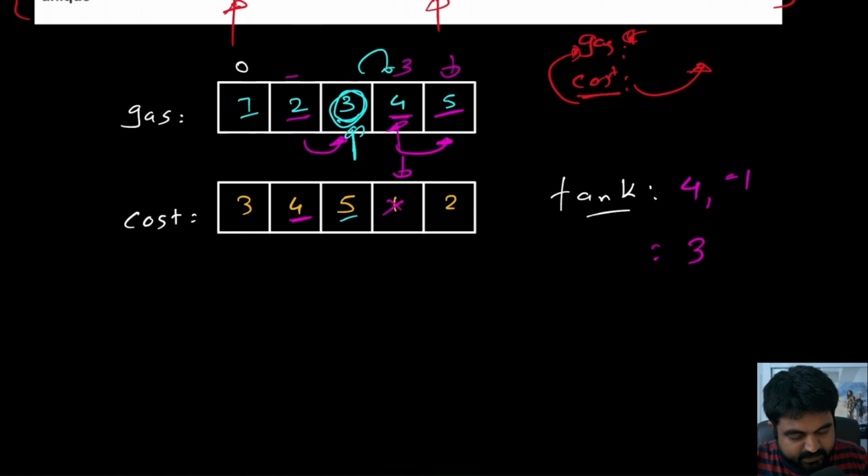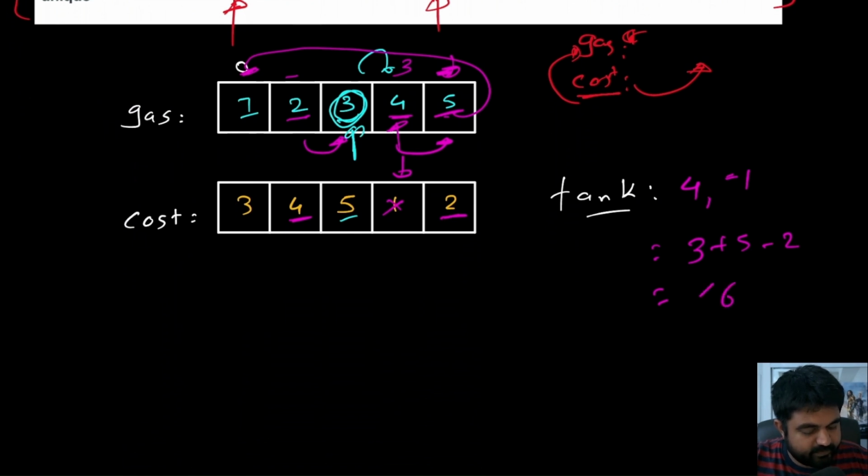Once again, at this position we would fill in 5 units of gas, so this is going to be 3 plus 5. But now from this, in the clockwise direction, we will need to reach station number 0, but we will have to pay a cost of 2, so 3 plus 5 minus 2. So overall this is going to become 6. So we are going to have 6 units of gas when we reach this position number 0.